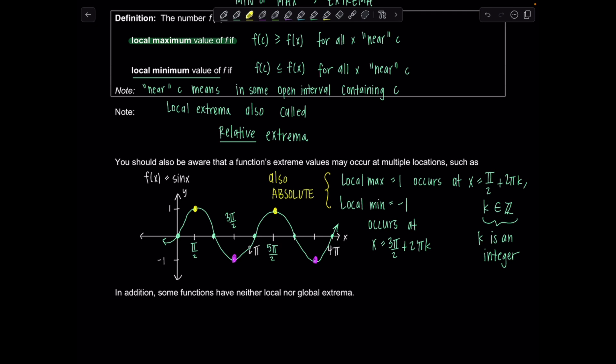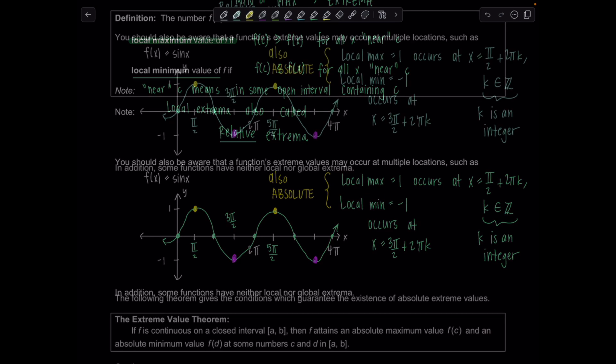So they don't have to be unique. That's the point I wanted to make, is that when you have an absolute max, it can occur in more than one place. Same thing for a local max. So don't feel like it just has to be one and done, okay?